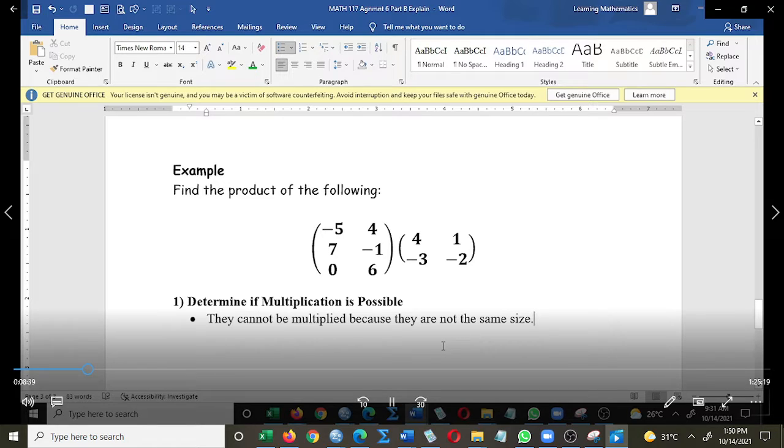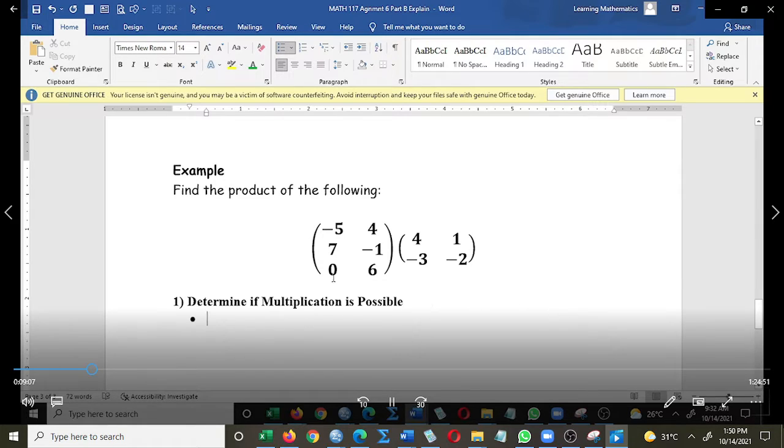Remember, we're talking about multiplication of matrices, so we cannot be talking about same size. Same size is about addition and subtraction. Please take note of that. Same size is a reference to addition and subtraction. When it comes to multiplication, same size is not the rule for multiplication of matrices.